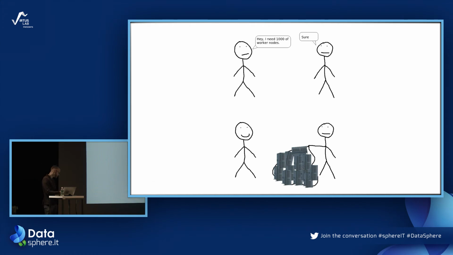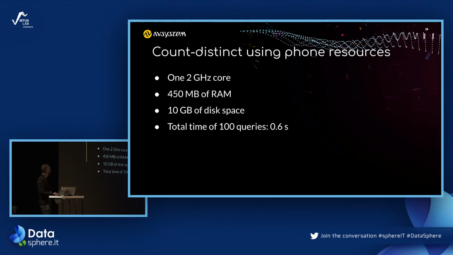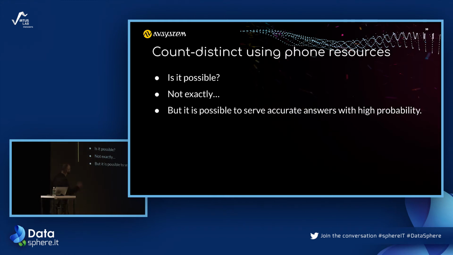Well, because perhaps your request for 1,000 nodes looks like this, but it usually looks like this. So, count distinct using phone resources. What do we need? A 2 gigahertz core, 450 megabytes of RAM, 10 gigabytes of disk space, and the total time of 100 queries is 0.6 seconds. Wait, what? 10 gigabytes of disk space and 90 petabytes of raw events? Is it possible? Not exactly, but it is possible to serve accurate answers with high probability.